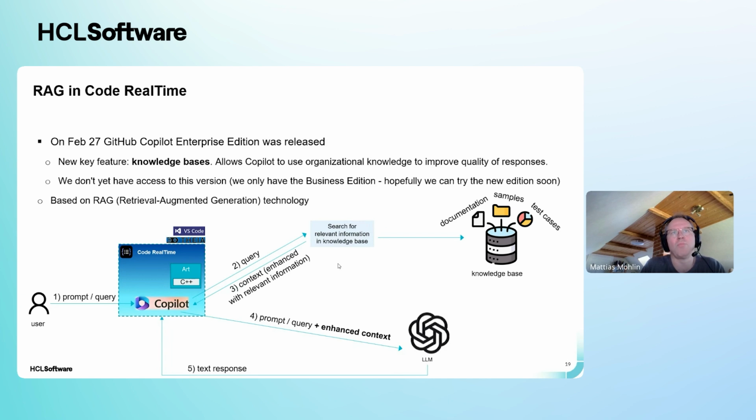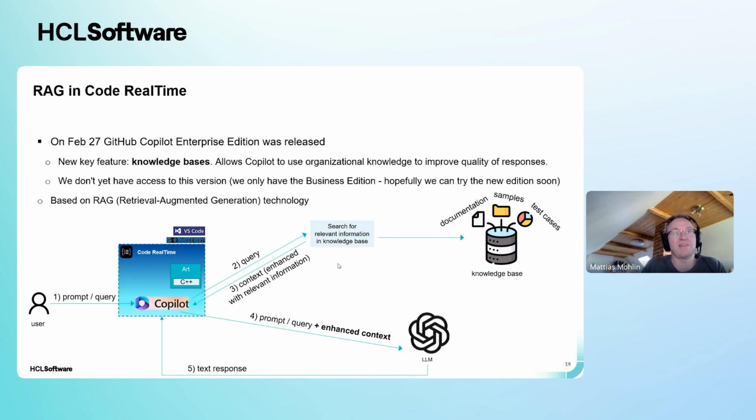This allows Copilot to take additional input, which can be used to improve the quality of the text response. And this is known as a knowledge base, which can be a set of documentation, samples, test cases, basically whatever, that was not available at the time when the LLM was trained. And there can be two reasons why it was not available. One, of course, because it was not available at that time. But second, because it's proprietary. So it's not something that is publicly available for Microsoft to use in the training.